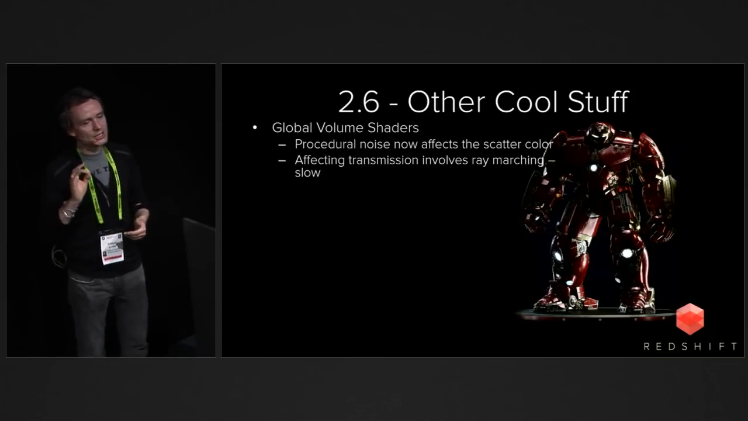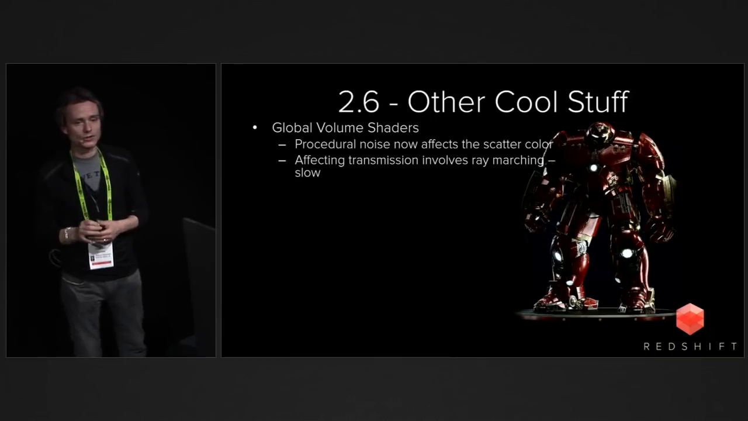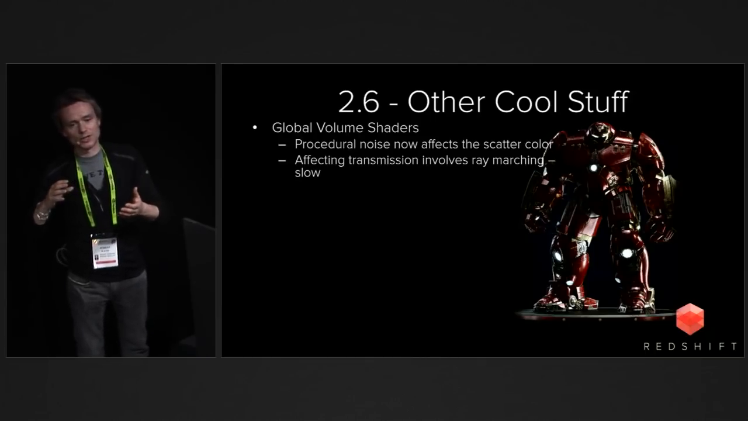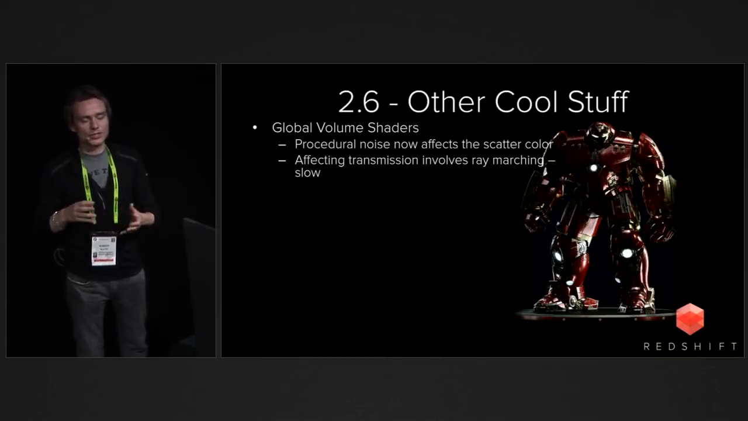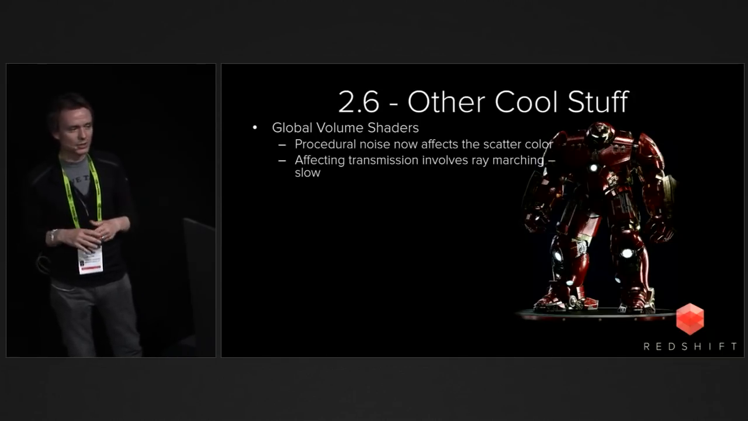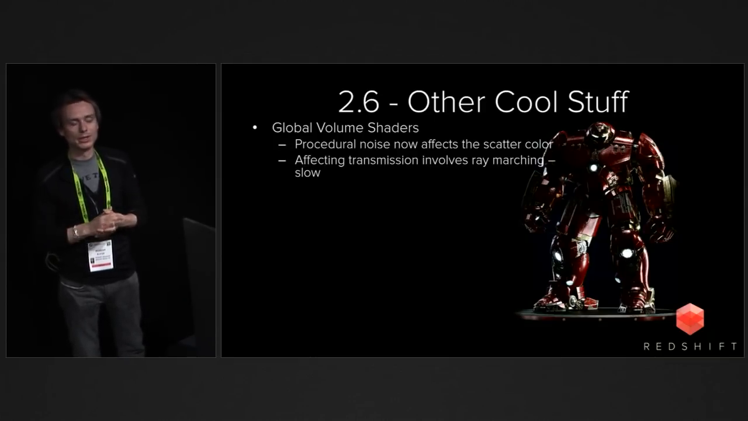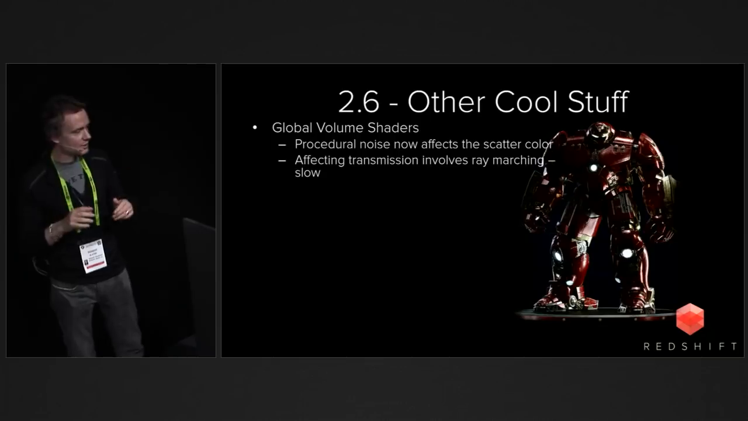But I have to stress that this only affects the single scattering component, the lighting component. It does not affect transmission. Transmission requires ray marching, and that's pretty expensive to do if you're going to be using a shader to define ray marching. It's not totally out of the question. We're thinking maybe we'll look into this for Redshift 3.0 and the shader SDK, so watch this space.